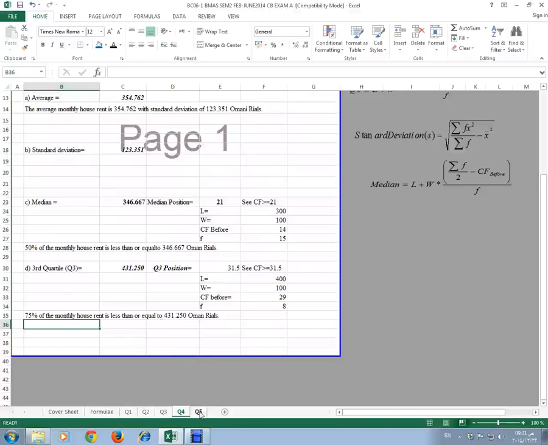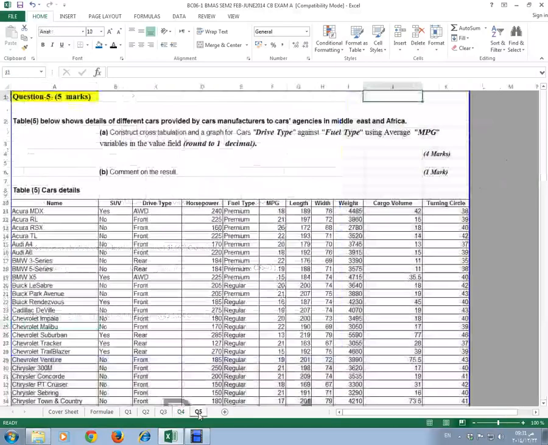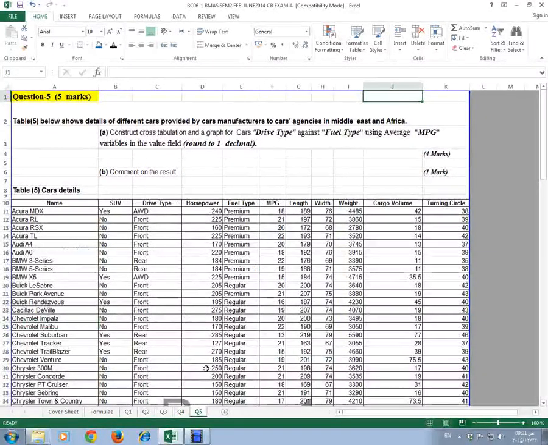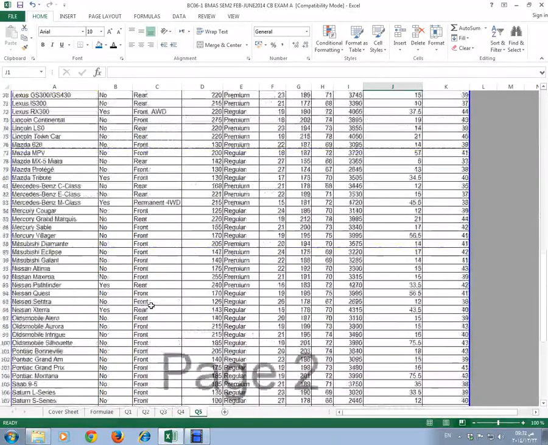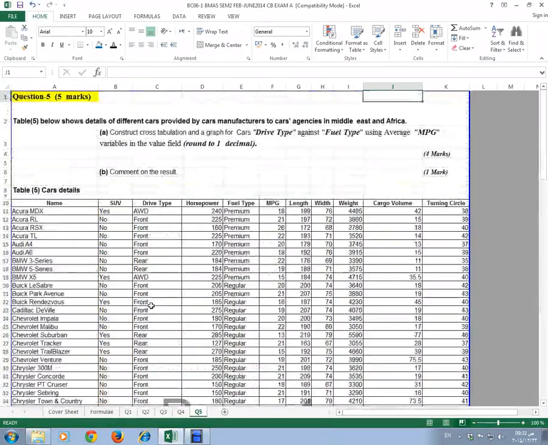The last question is related to summarizing questionnaire data using a pivot table or pivot graph. The question here, you see the number of variables we have. For each variable there are so many observations. Now we want to summarize, and we need to read the question carefully.